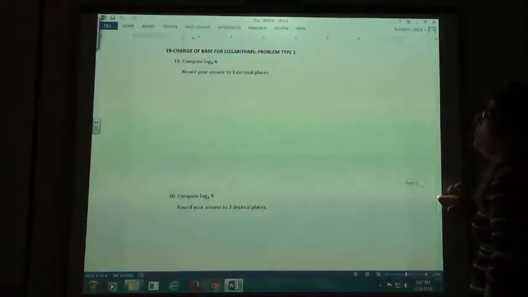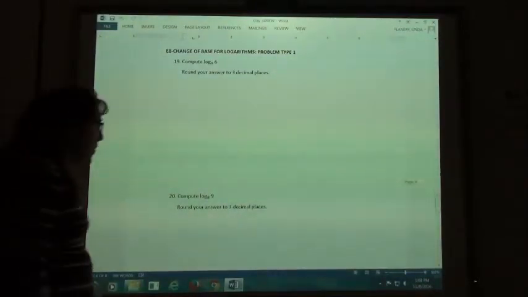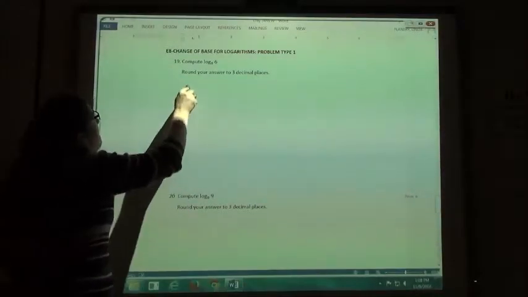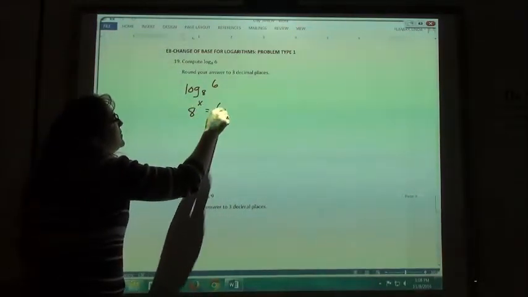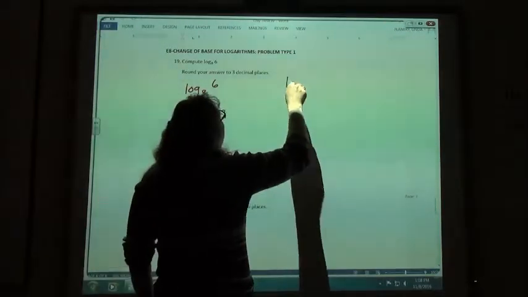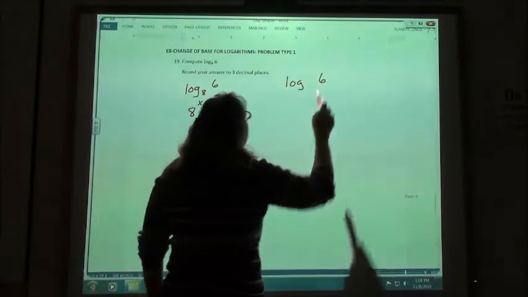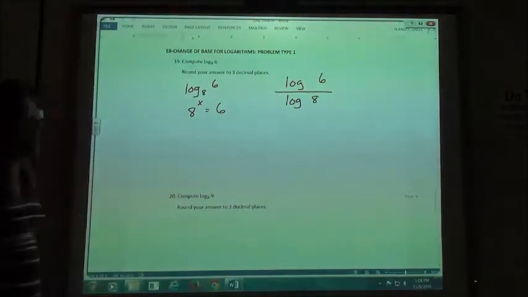Change of base for logarithms, problem type 1. Now, we could have made those previous problems we did really simple, but they wanted you to practice switching it into exponential form. When I have the log base 8 of 6, I would have to say 8 to what power equals 6? And you probably couldn't figure that out very easily, right? No. So we have a formula in order to figure that out. We are going to take the log of the outside number, which is the 6, and we're going to divide it by the log of the base number, which is the 8.